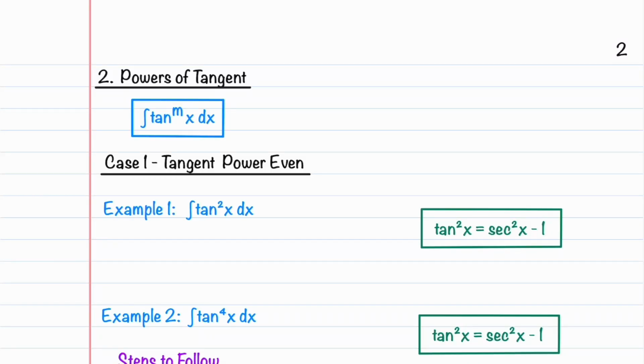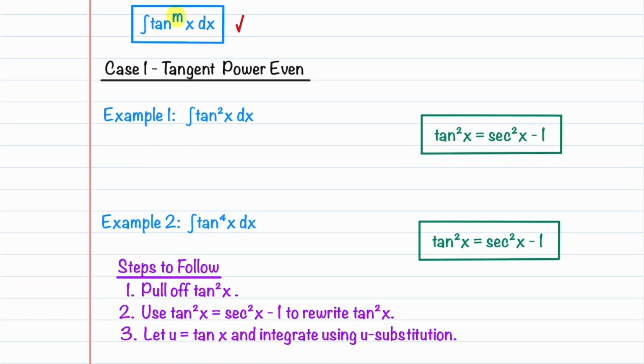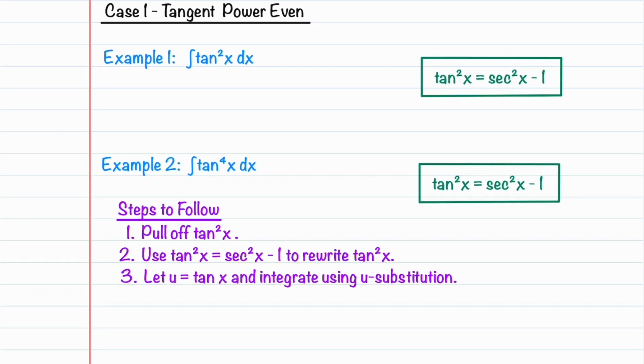Let's now learn how to integrate powers of tangent. These integrals look like this, where m is the power of tangent, and m can be either even or odd. The first case that we're going to look at is when we're integrating a power of tangent and the power is even. In our first example, we are going to integrate tangent squared x dx.